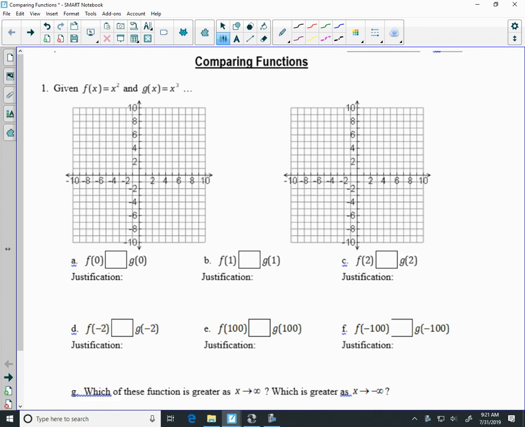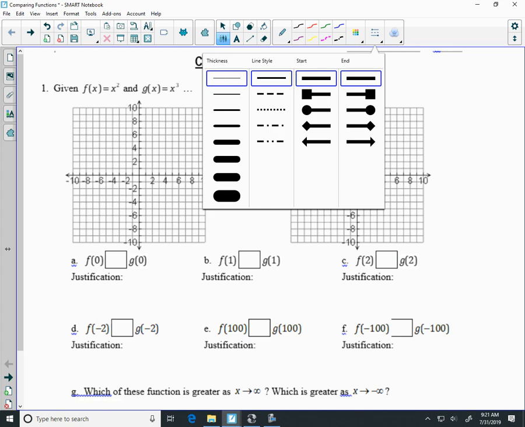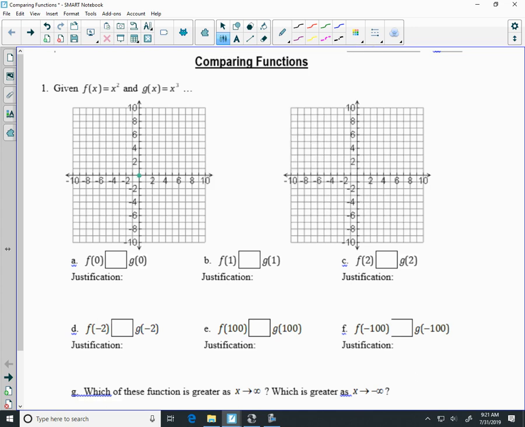Okay, we're going to start just graphing x squared and x cubed because we're going to compare them. So x squared: 0, 0; 1, 1; 2, 4; 3, 9, and over here as well. And x cubed: 0, 0; 1, 1; 2, 8.